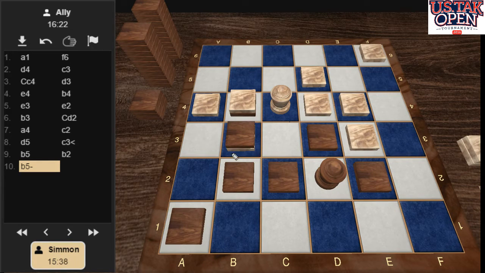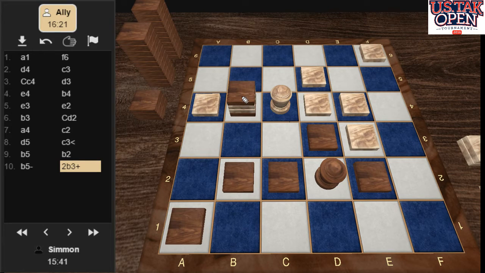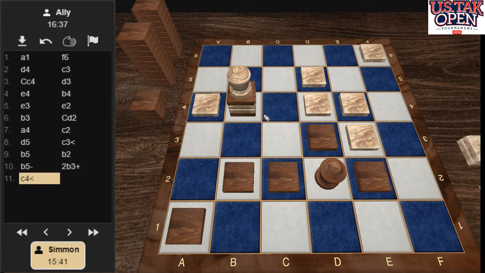Ally is looking to get this captive back. All right, so he has to capture up like that. Now we'll see if Ally... Oh, he does want to take with the capstone. All right, that looks good. I would expect probably a wall here.